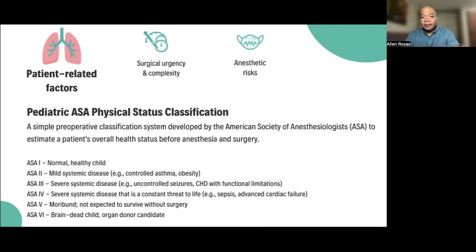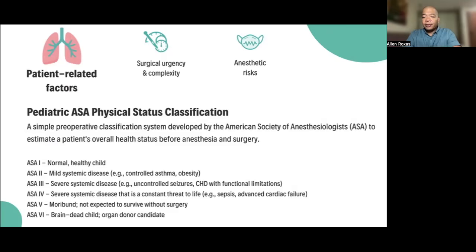The third risk factor is the American Society of Anesthesiologists Physical Status Classification. This remains one of the simplest and most useful tools for risk stratification. ASA 1 represents a healthy child. ASA 2 represents mild systemic disease, such as controlled asthma, mild obesity. ASA 3 refers to severe systemic disease, such as uncontrolled asthma, uncontrolled seizures, or congenital heart disease with functional limitations.